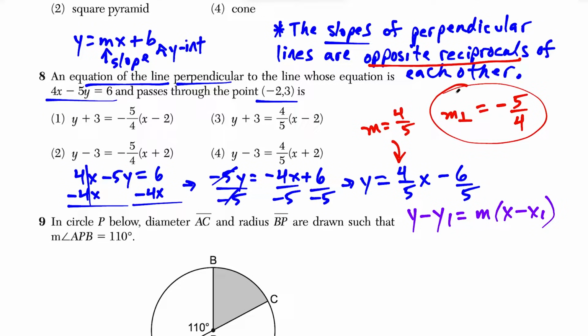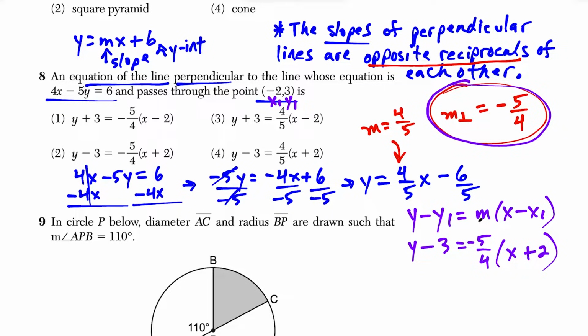So we have the slope that we're going to use. We have the negative 5/4. That's our perpendicular slope. And now the point that we have to pass through is negative 2, 3. So that's our x1, y1. So now we just plug this into the formula. We're going to have y minus y1, which is y minus 3, equals the slope, negative 5/4. And then we have in parentheses here, x minus, and notice that x1 is negative 2. So I could write x minus negative 2, but the minus is going to change this to a plus. So we're going to have x plus 2 on the inside. So now we just look through the answer choices here, and we can see that this is going to match up with choice 2.